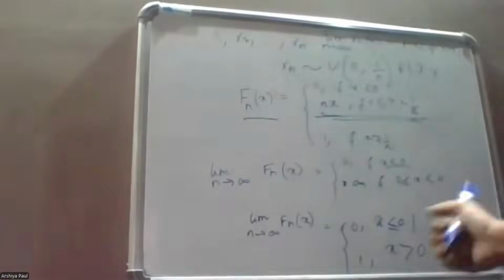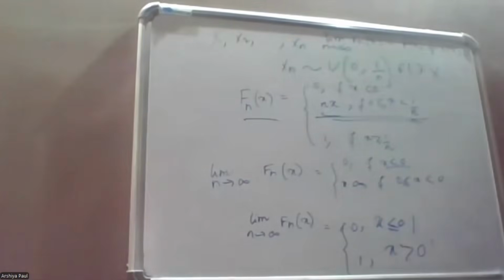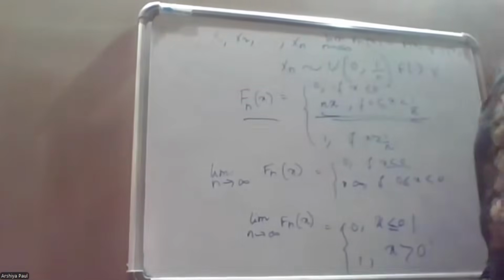Okay. So now can you tell anything about 0? Yes, so 0 is a discontinuity point. So what can you do now? So it converges in distribution to a random variable X which is degenerate at 0. Okay, that's perfectly fine.